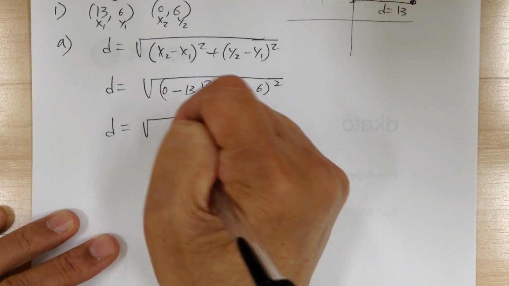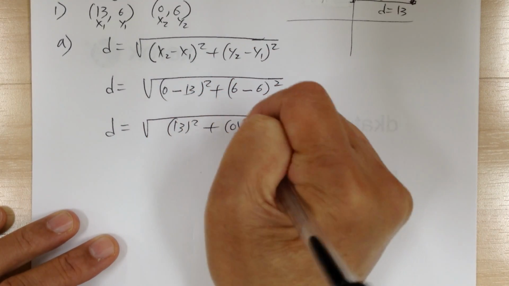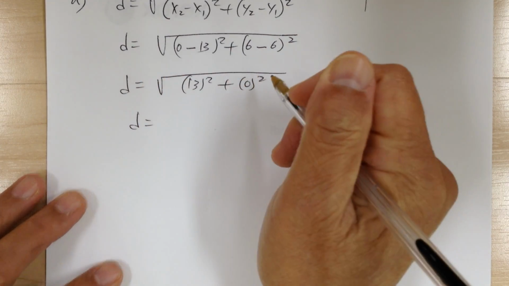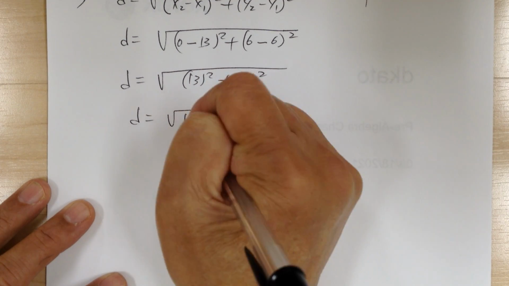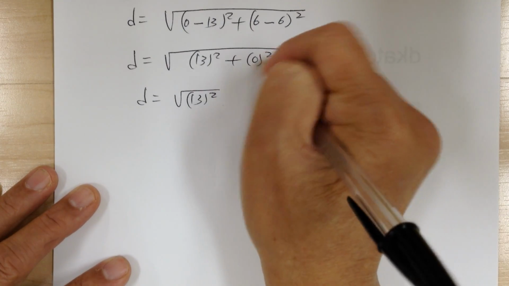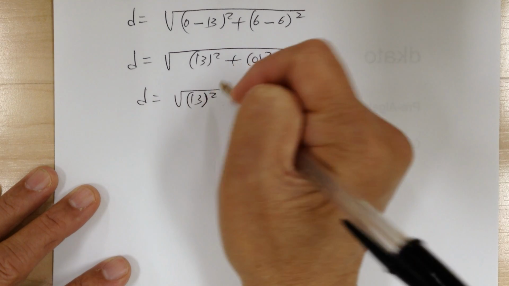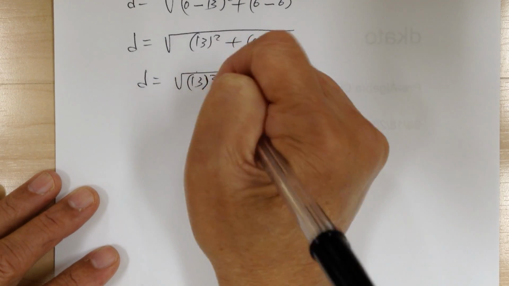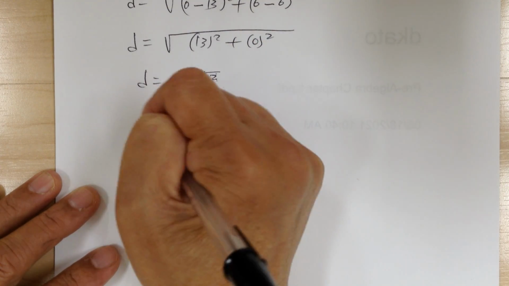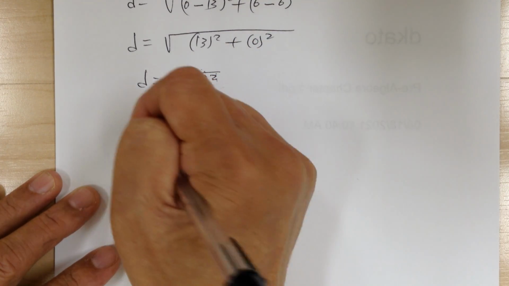So you're going to have a 13 squared plus 0 squared. So D equal to, now instead of multiply out, this is going to be nothing. So you're going to have square root of 13 squared, okay? Because this doesn't do anything. So instead of multiply out, you can just do this, right? So that way, square and square root cancel out, so you don't have to multiply out. So answer equal to 13.